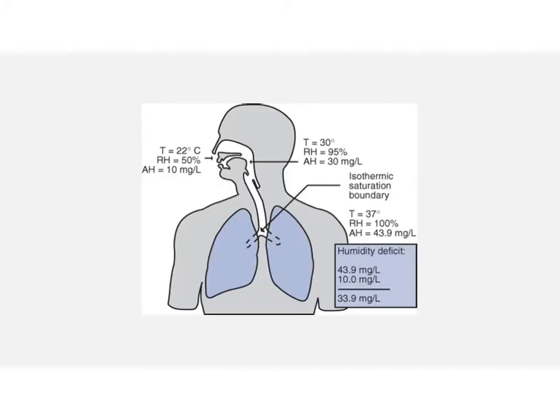So let's put these 3 things together, and visualizing them may make it easier to grasp these concepts. So we've gone over the ISB, which is here. You can see it up here, the isothermic boundary. So it's going to be about 5 centimeters below the carina. So it is right here.